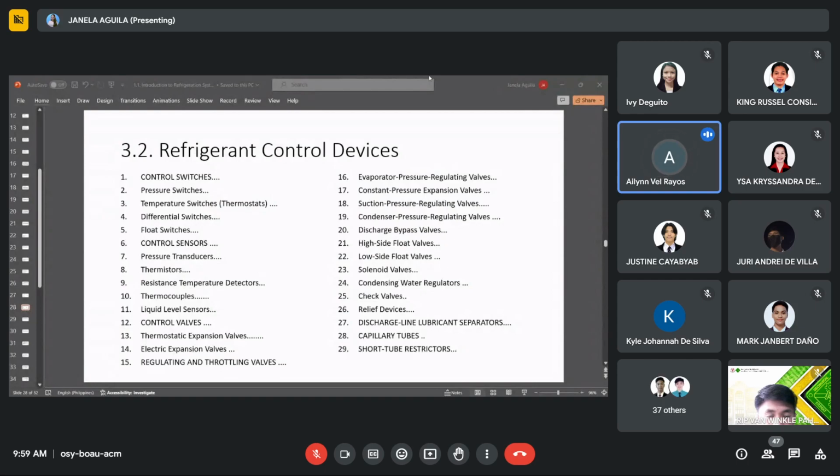Okay, hello. I think it's already time. So thank you for those students na unang nakapag-share ng info for each of the slide. After this slide.